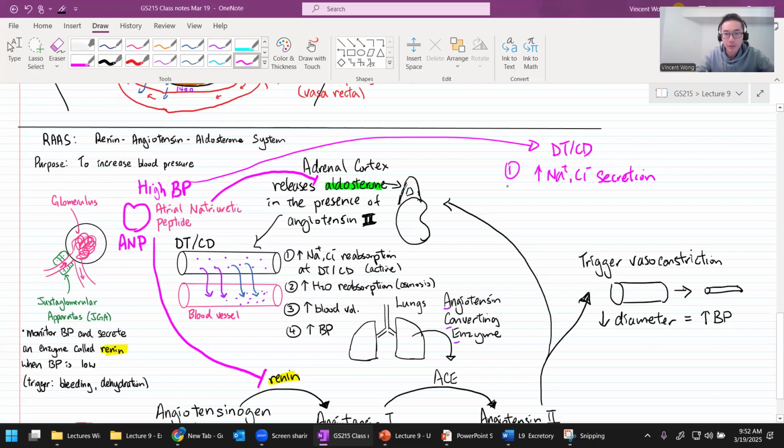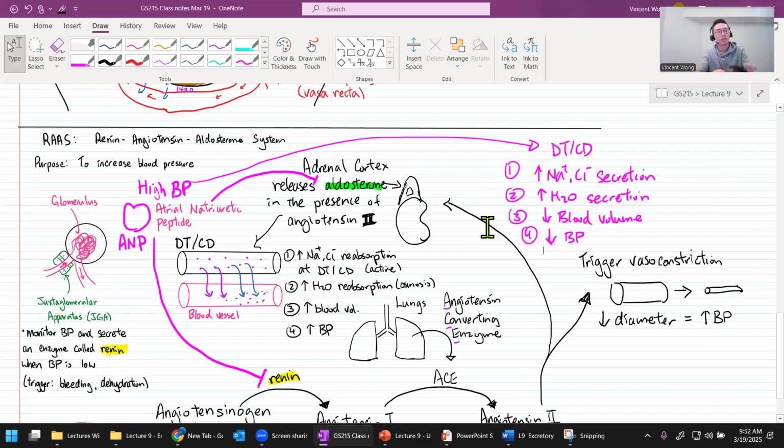Increase NaCl secretion. And number two, increase water secretion, because water follows the salt. And number three, you will lower blood volume. And number four, lower blood pressure. Okay. Sorry about the confusion at the beginning, but do you understand now?